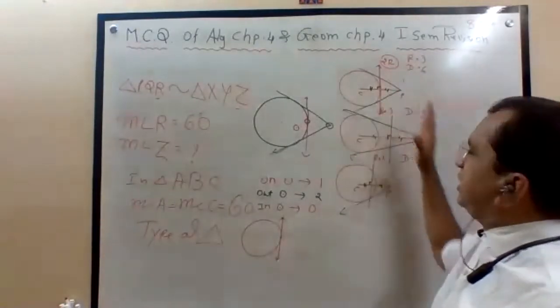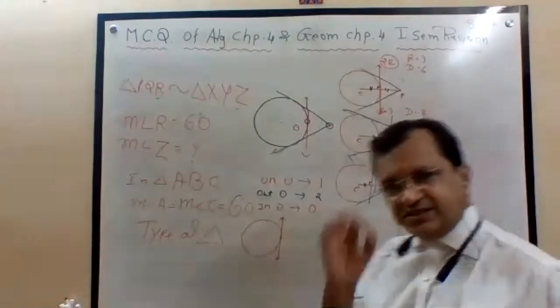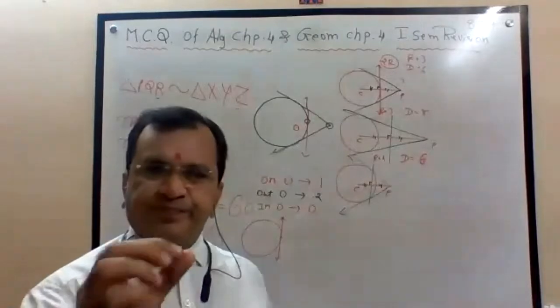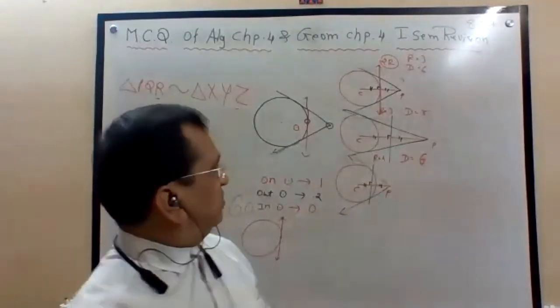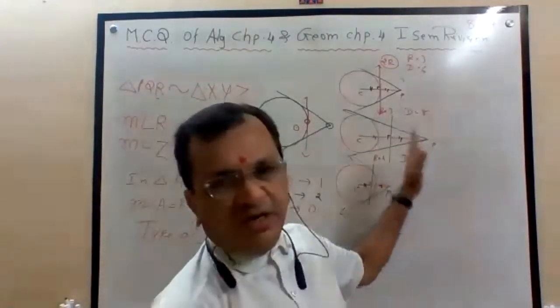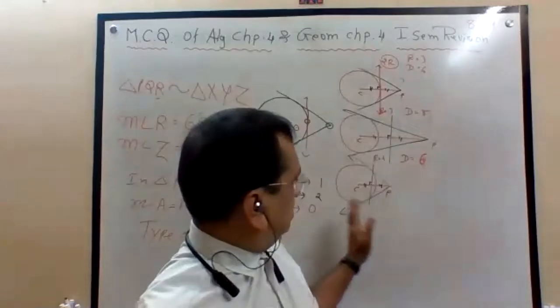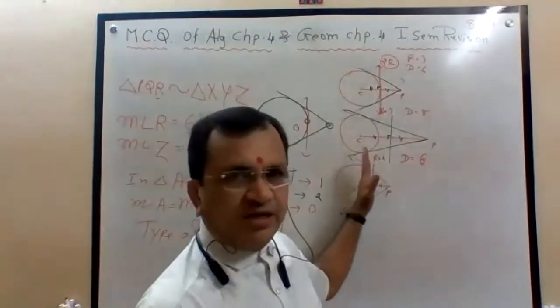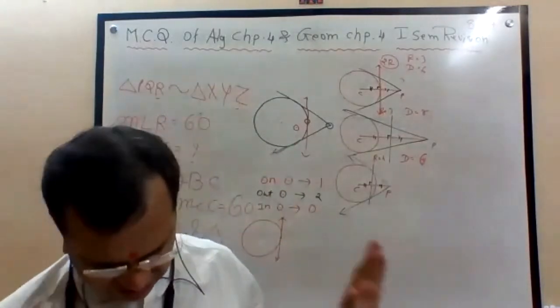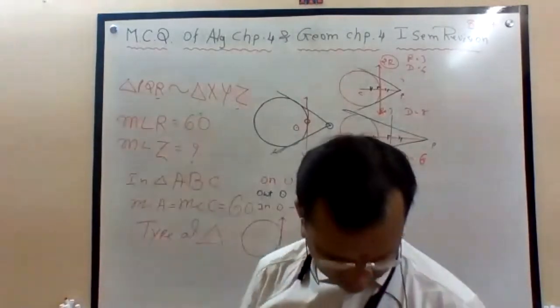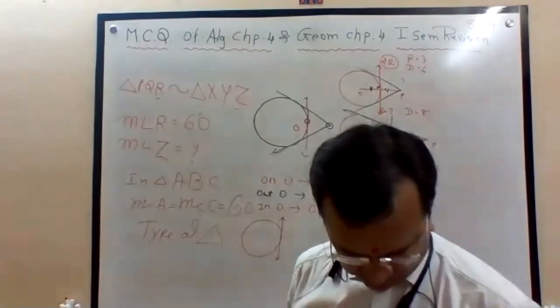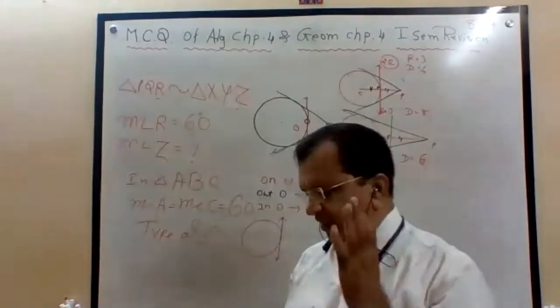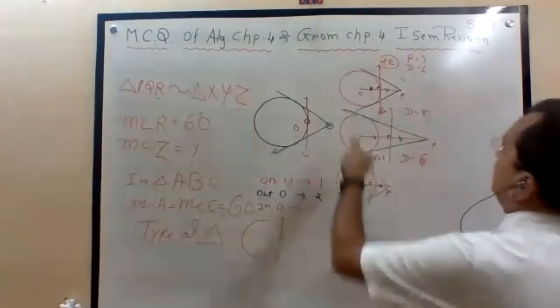Second tangent outside. When it is exactly double, it is a tangent. When it is more than double, outside the circle. When it is less than double, inside the circle. These are the questions, these are the answers. And now, a very intelligent question.